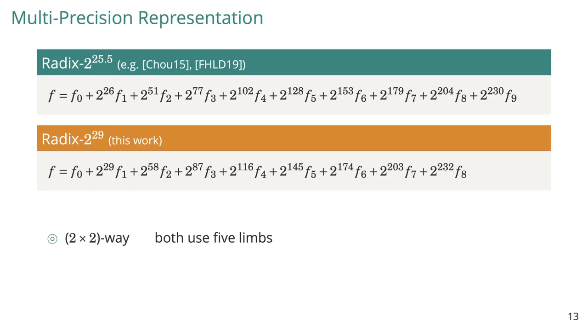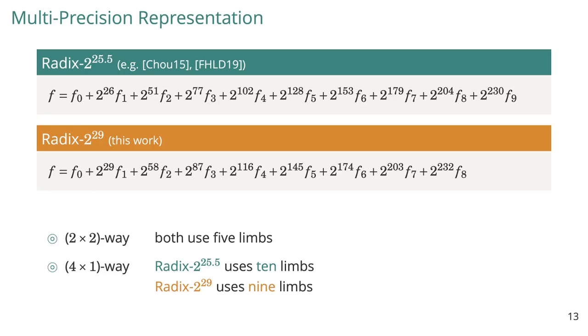For example, in the previous AVX2 latency-optimized implementation, it mainly uses 2x2-way parallelism. In their case, both representations require 5 limbs for each field element. However, as we introduced before, our implementation is 4x1-way. In this setting, radix 2^29 will save 1 limb compared to the other representation. This would help us to save a lot of subsequent instructions during the computation.